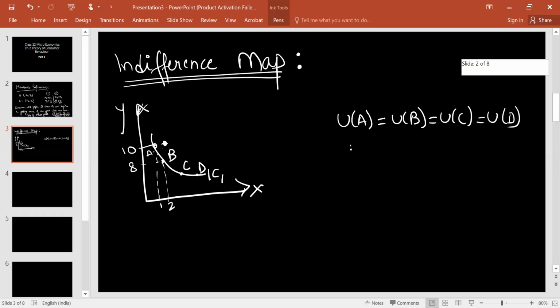and due to that, utility of IC2 basically comes on another indifference curve. We can draw another indifference curve, at which all the bundles that lie on this indifference curve will give the same level of utility. However, the utility will be higher than the utility given over here. So utility of IC2 is greater than utility given in IC1.